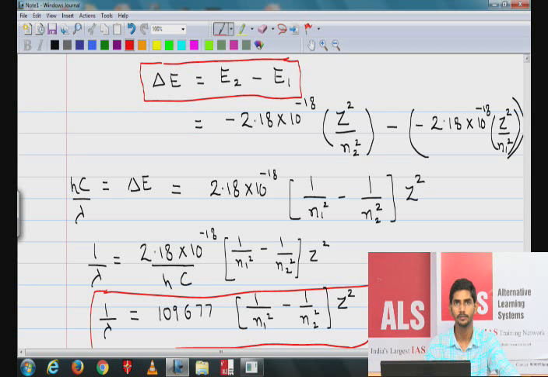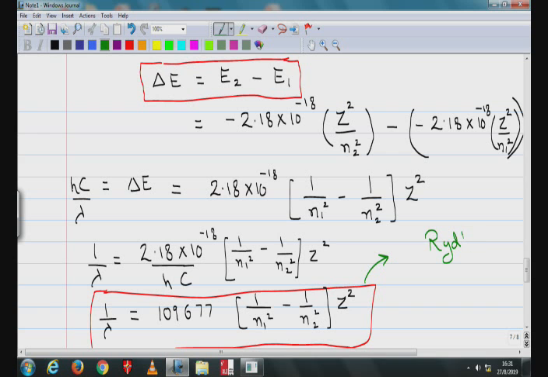Oh, guys, one more thing. This formula is known as the Rydberg formula. Remember this one. This is Rydberg's formula, and you have to note this one as well. Now we'll discuss where we have to apply this formula and why we apply this formula. Guys, copy it down that this is the Rydberg formula.